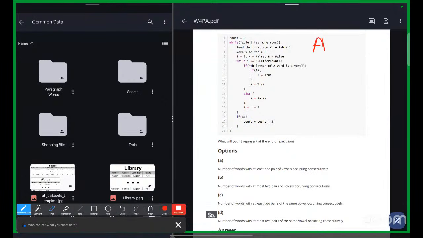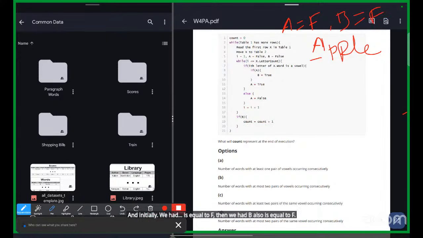So let's say we are going for apple. First we are working with A. If we go to line number 7, A is a vowel, and initially we had A is equal to F, then we had B also is equal to F. I'll skip I because I is just checking the characters, and it's just getting used to terminate the while loop. So I'll skip that.